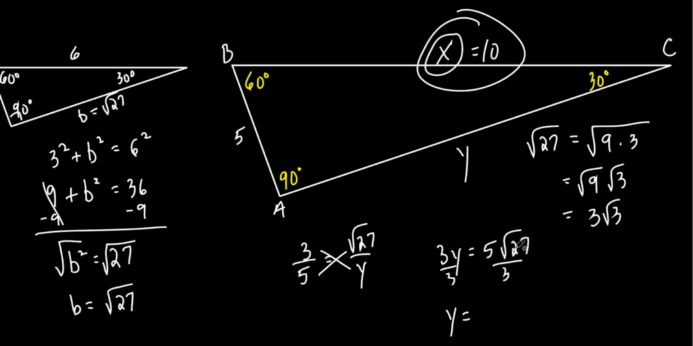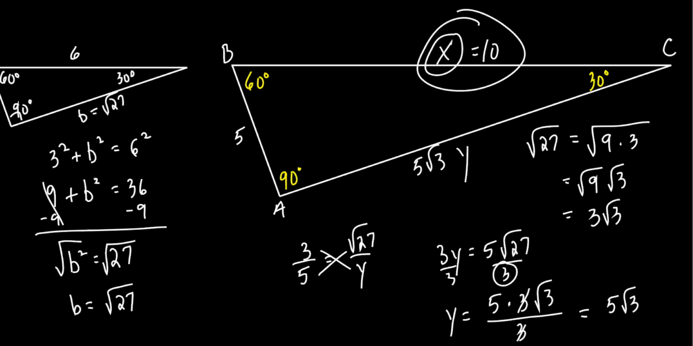So watch this. Instead of writing square root of 27, what could we write? 5 times 3 times the square root of 3 over what? It's over 3. Look what can happen. This 3 cancels out with that 3. So the best way to write it is what? 5 times the square root of 3. And that's what that is. 5 square root of 3.